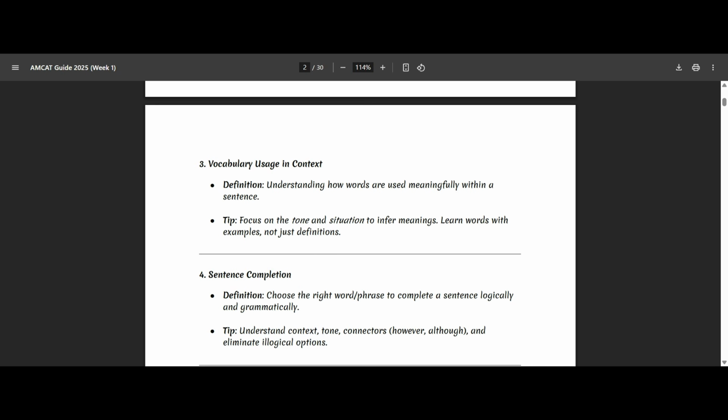Now, for example, the word about. About can be used in different ways, right? Firstly, about can be used to direct towards a specific cause. For example, today's session is about the different topics of the MCAT examination.